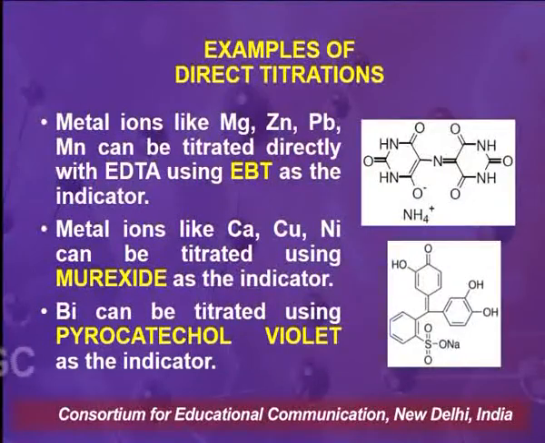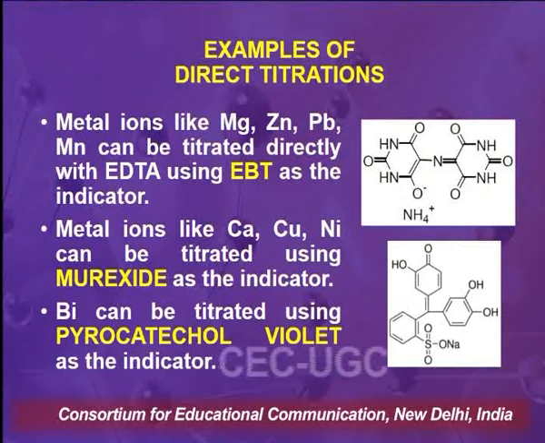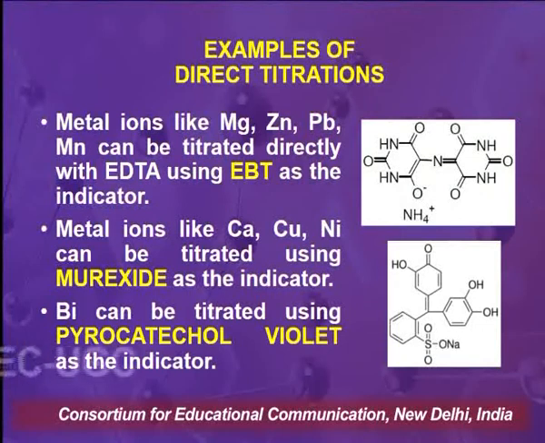Moving on to the examples of direct titrations, metal ions like magnesium, zinc, lead and manganese can be titrated directly with EDTA using Eriochrome Black T as the indicator. Metal ions like calcium, copper, nickel can be titrated using murexide as the indicator, and the structure of murexide is given in the adjoining figure, the top figure. The structure of EBT we have already discussed in our previous lecture. Bismuth can be titrated using pyrocatechol violet as the indicator, and the structure of pyrocatechol violet is given in the adjoining figure.